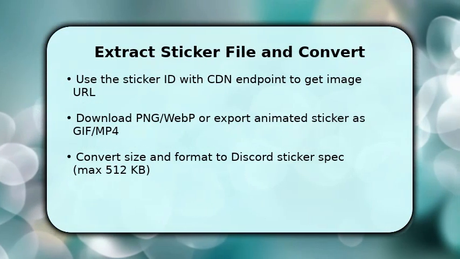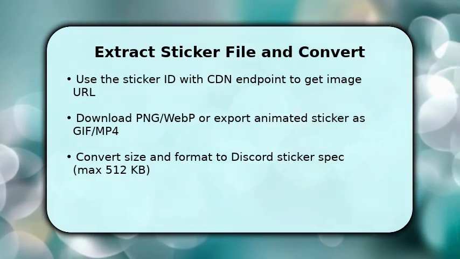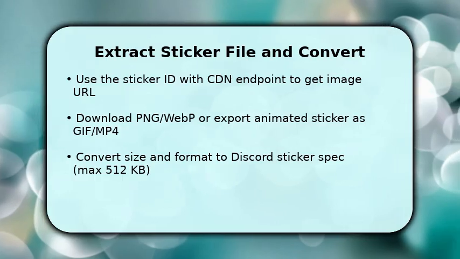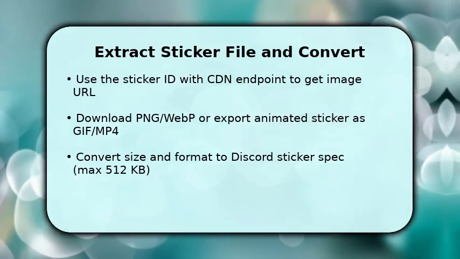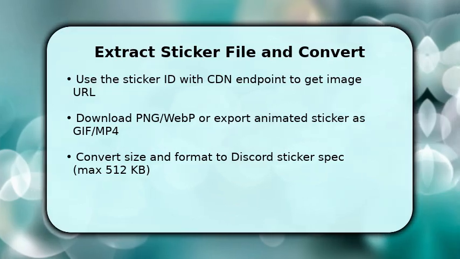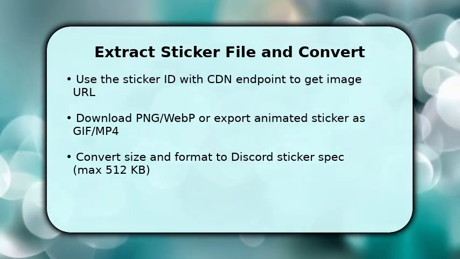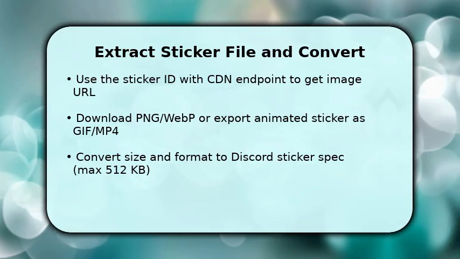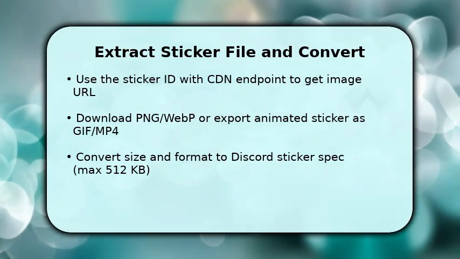With the sticker ID in hand, construct the CDN URL using the pattern Discord uses for stickers. Fetch the file in the browser or developer tools. If it's static, download PNG or WebP. If animated, capture GIF or MP4 depending on the format.